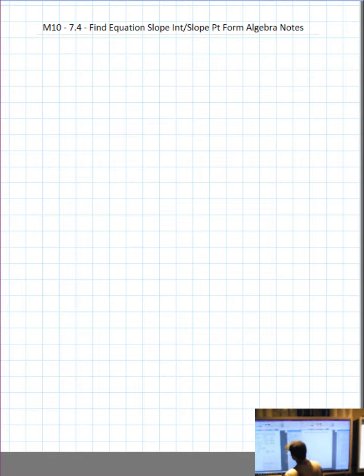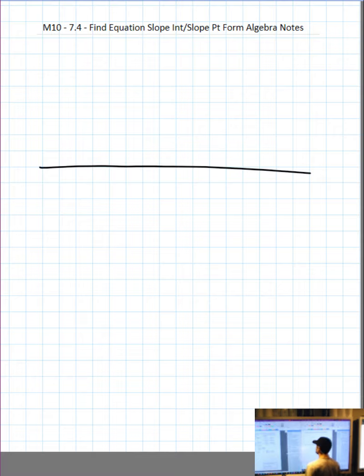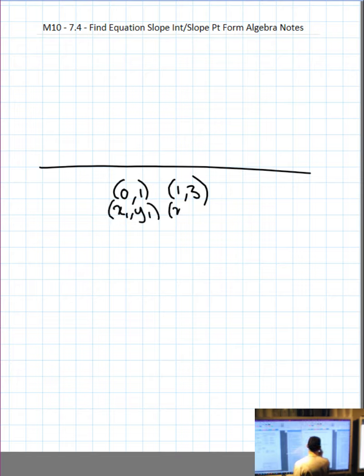Okay, so as you can see in the notes, I started at the top of the notes. I'm actually going to put the same line that's in the notes. I'm going to work below the line for fun. So I have (0, 1) and I have (1, 3). And I'm going to identify those points as x1, y1, and x2, y2. And I'm going to find the slope from the formula from the last chapter.